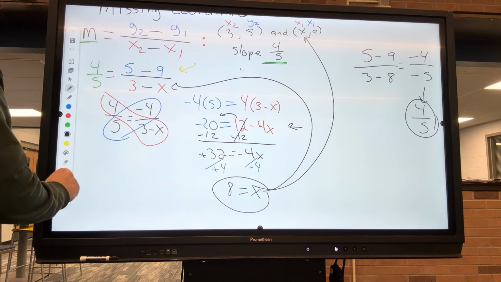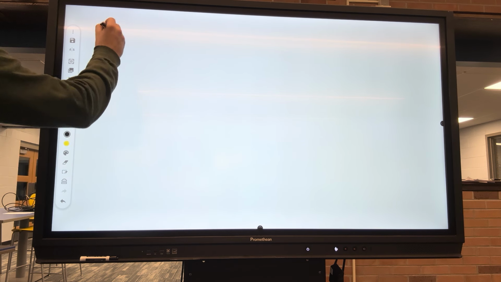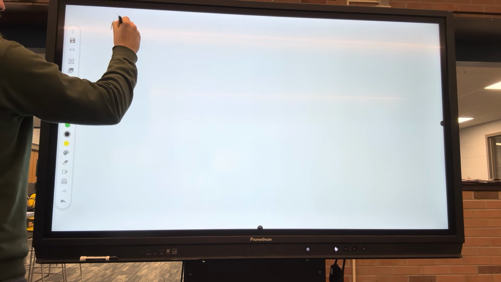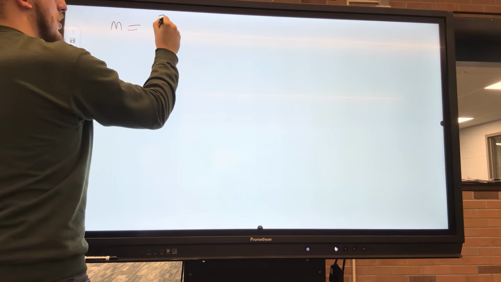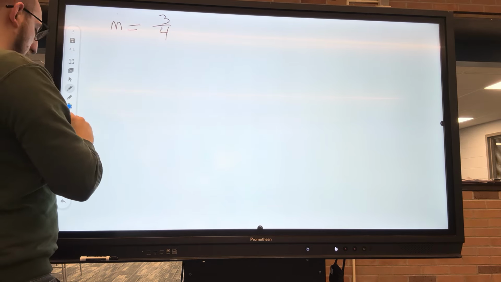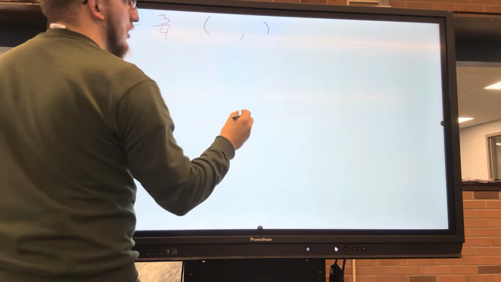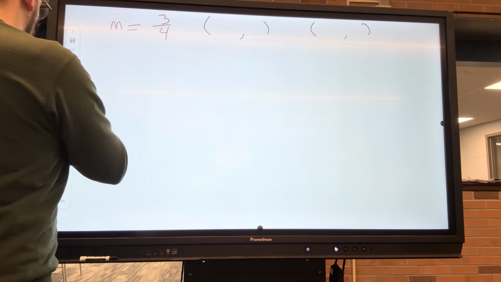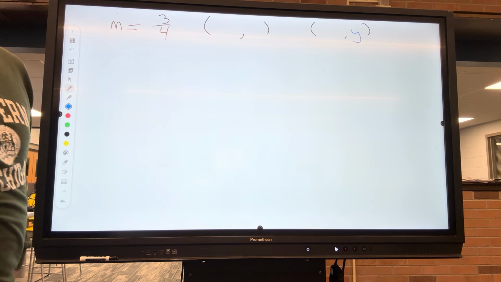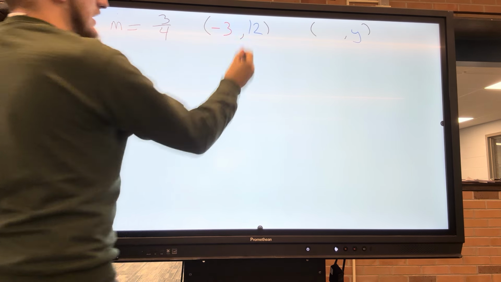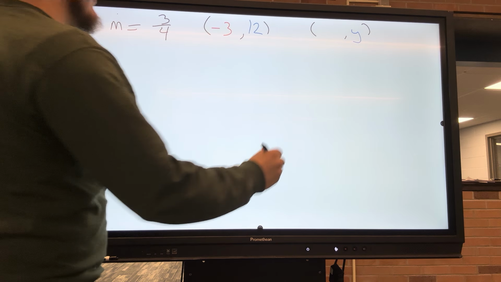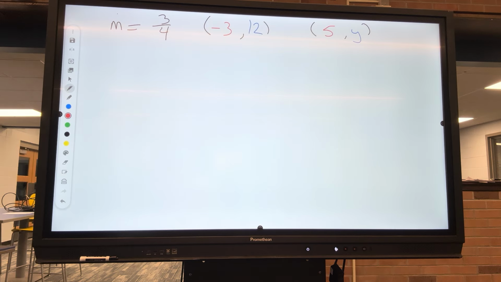Let's clear this out. So what if they say that our slope equals 3 over 4. Our slope is 3 over 4. And our 2 points are, we don't know this y, and the other y is 12. And our x's are -3 and 5. Now let's go from there.